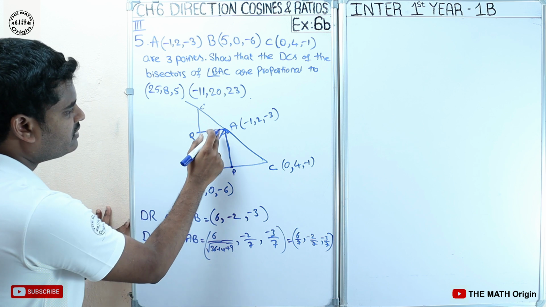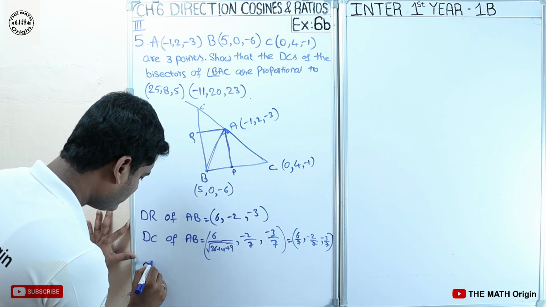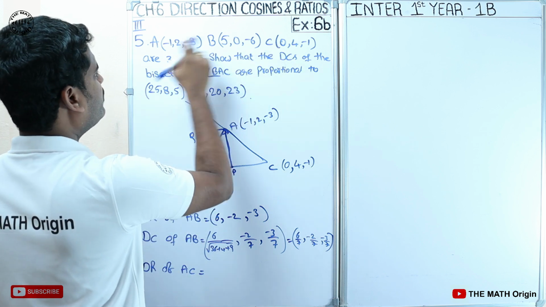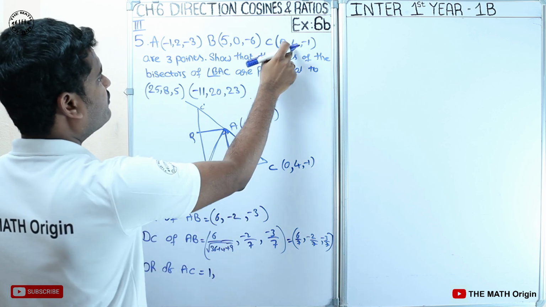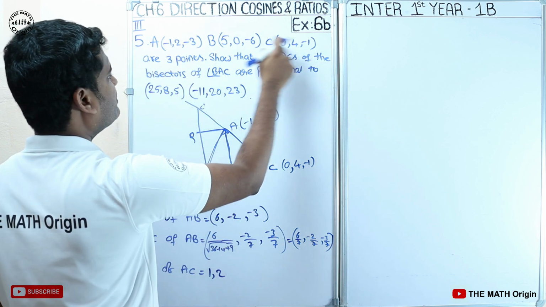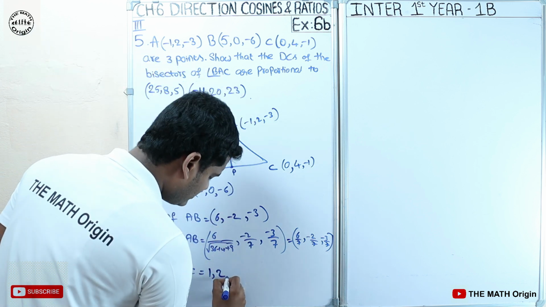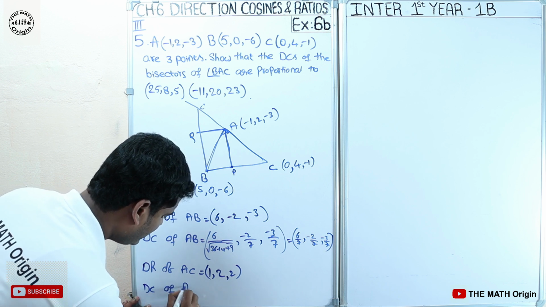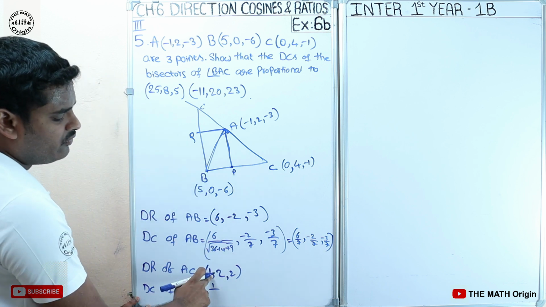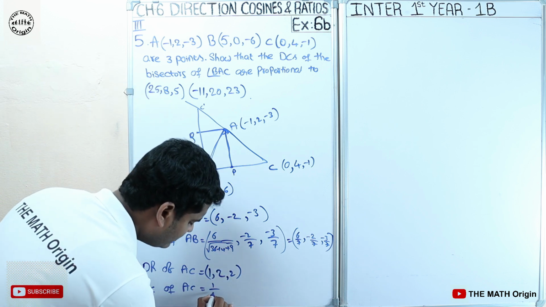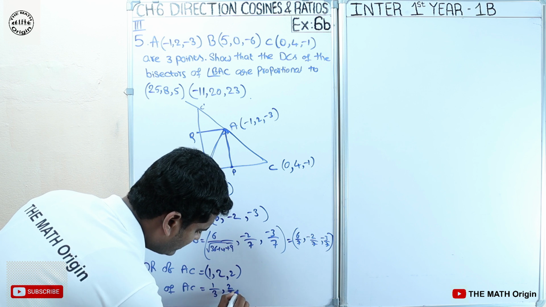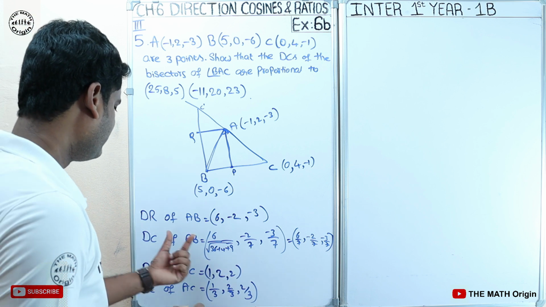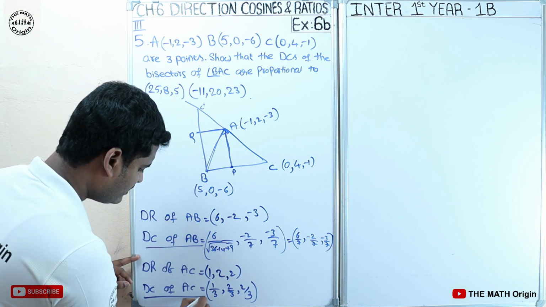Now let's find the AC direction cosine. First, the direction ratio of AC: 0 minus (-1) is 1, 4 minus 2 is 2, and -1 minus (-3) is plus 2. From this, the direction cosine of AC is 1 by root of 1 plus 4 plus 4, which is root 9, which is 3. So it is 1 by 3, 2 by 3, 2 by 3. Now we got the direction cosine of AB and the direction cosine of AC.